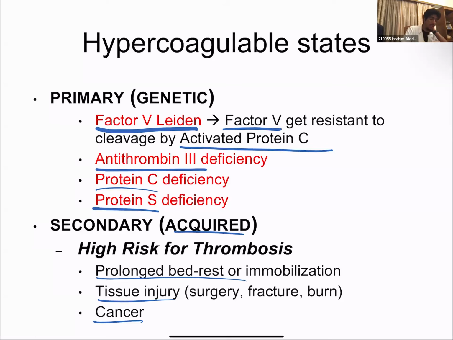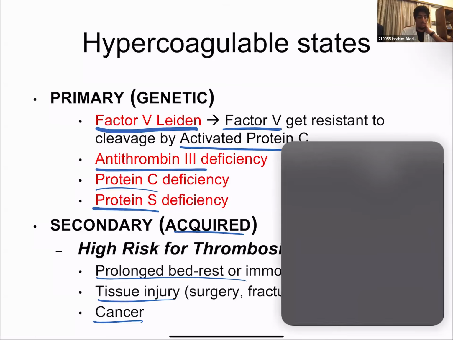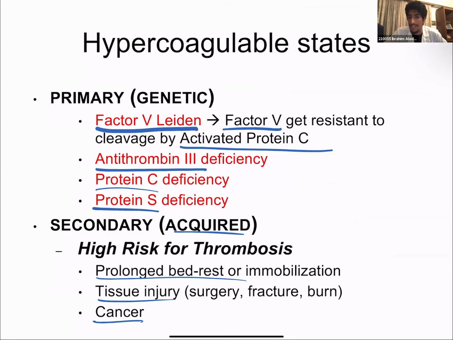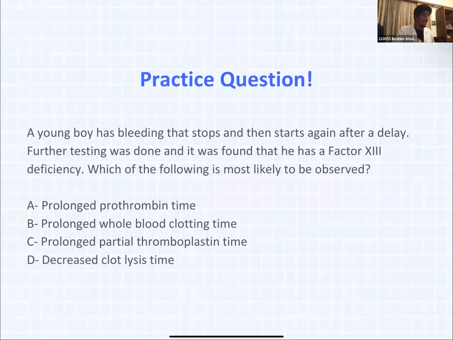So do we understand this slide about hypercoagulable states and what they mean and what they could be? Oh, what did I just do? Do we get it? Yes, yes. Okay, you guys answered fast this time. I think that means you actually got it.